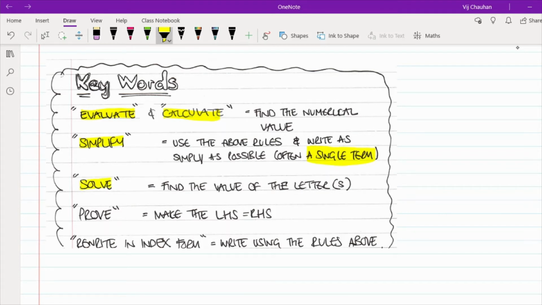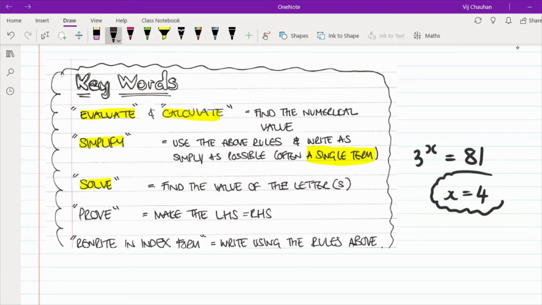So very, very similar to solving equations. With this, you'll end up with a question where you've got to find the value of a letter. So for example, if I had 3 to the power of x is equal to 81, how can I write 81 as a power of 3? I think, well, how many times do I need to divide 81 by 3 until I get to 1? So the answer there would be x equals 4. That would be an example of where you've got to solve an equation. So this is what your answer should look like: the value of what the letter actually represents.